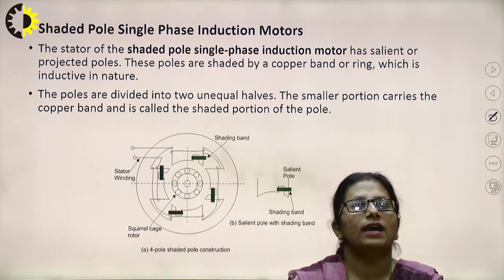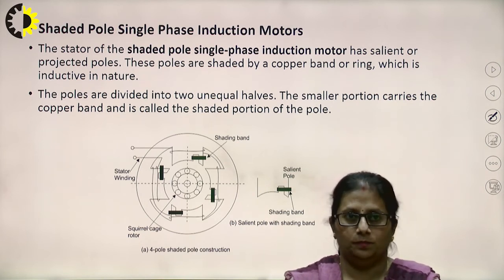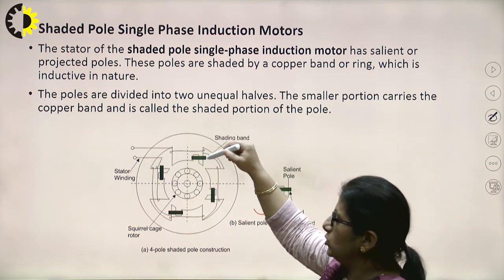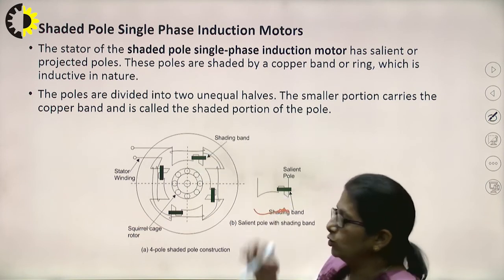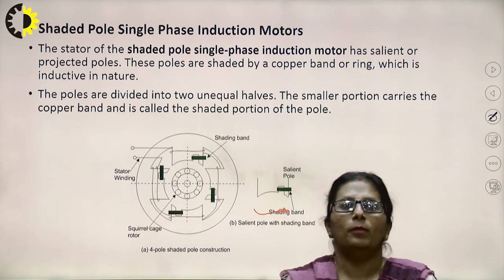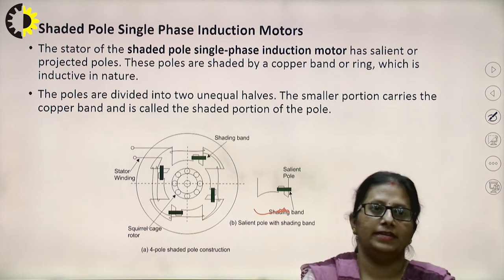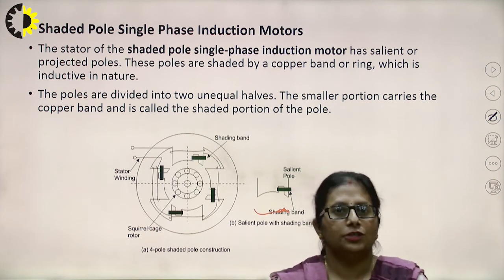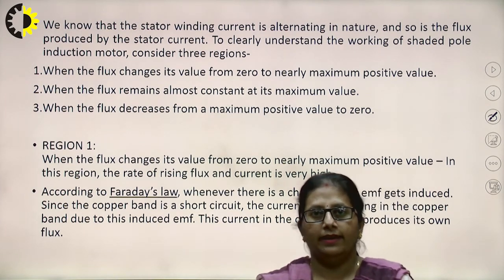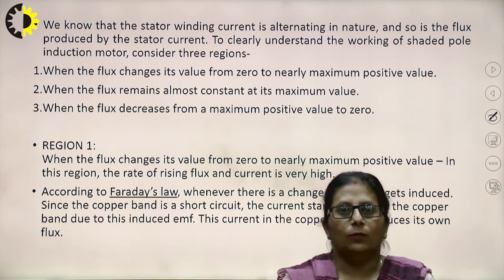So, these poles are shaded by copper bands or rings which are inductive in nature, right? So, if this is the pole, it can be seen a cut has been made and a portion of the pole has been shaded with the help of a copper band, right? The poles are divided into two unequal halves. So, the smaller portion carries the copper band and is called the shaded portion, right? We know that the stator winding current is alternating in nature and so is the flux produced by the stator current. So we clearly understand the working of the shaded pole, right?